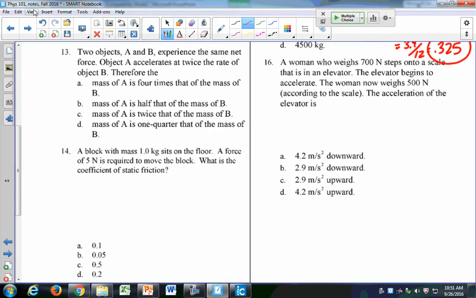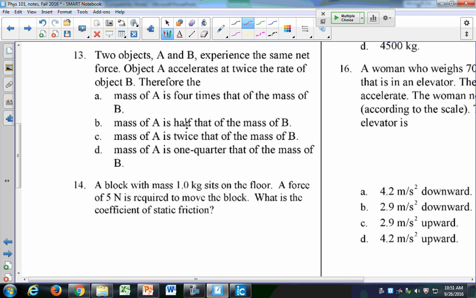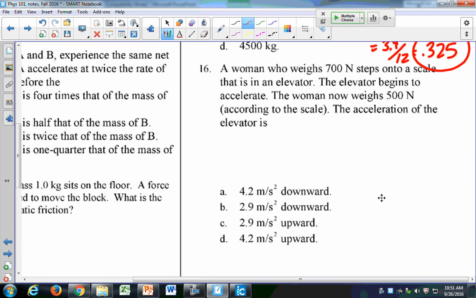Okay, hey, let's do number 16. We've done one similar to 16. Well, let's try this one. A woman who weighs 700 newtons steps onto a scale that is in an elevator. The elevator begins to accelerate. The woman now weighs 500 newtons, according to the scale. The acceleration of the elevator is which of these? This is a lot like that elevator problem that we worked with the block hanging by a string, wherein the tension in the string would be a lot like what the scale is reading here.